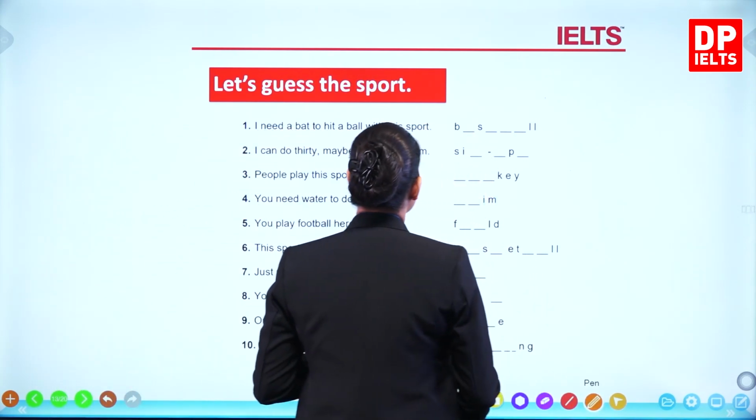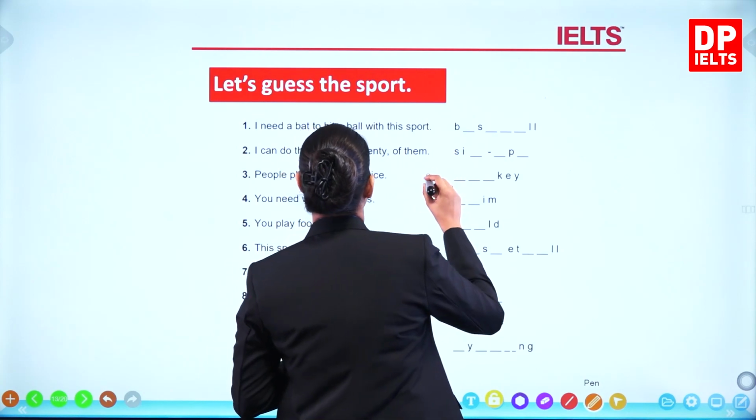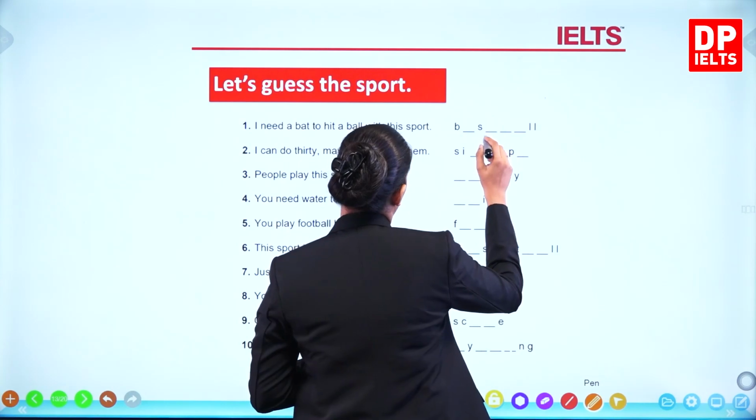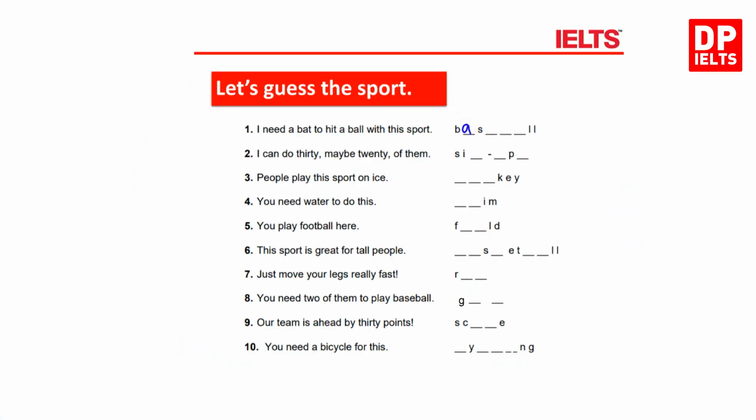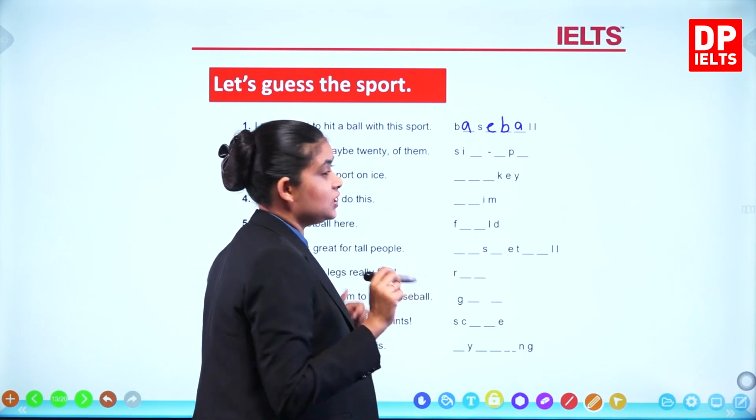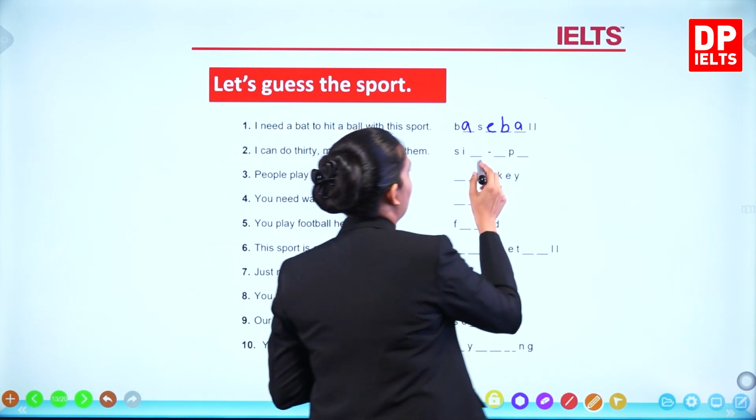Right? So, first one, I need a bat to hit a ball with this sport. So, what is it? Baseball. I can do 30, maybe 20 of them. What can you do? Sit-ups.